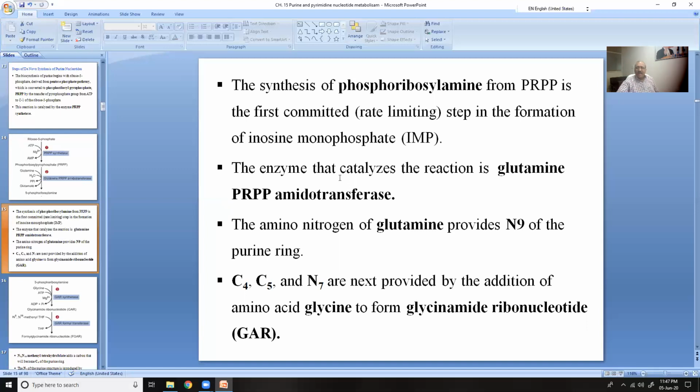The enzyme that catalyzes the reaction is glutamine PRPP amidotransferase. The amino nitrogen of glutamine provides N9 of the purine ring. And C4, C5, and N7 are next provided by the addition of the amino acid glycine to form glycinamide ribonucleotide, GAR.